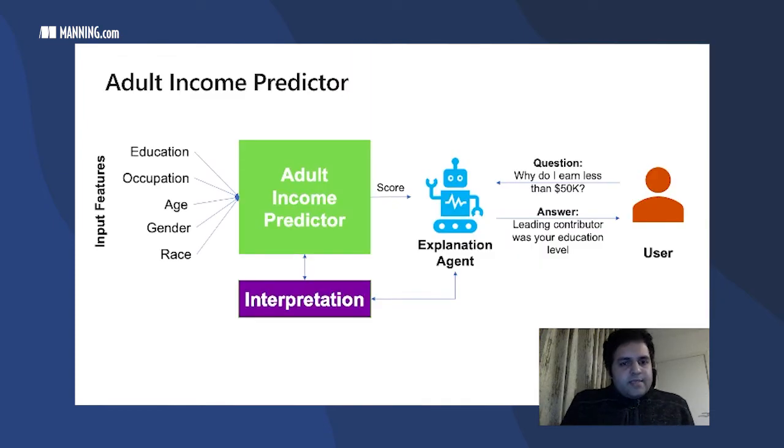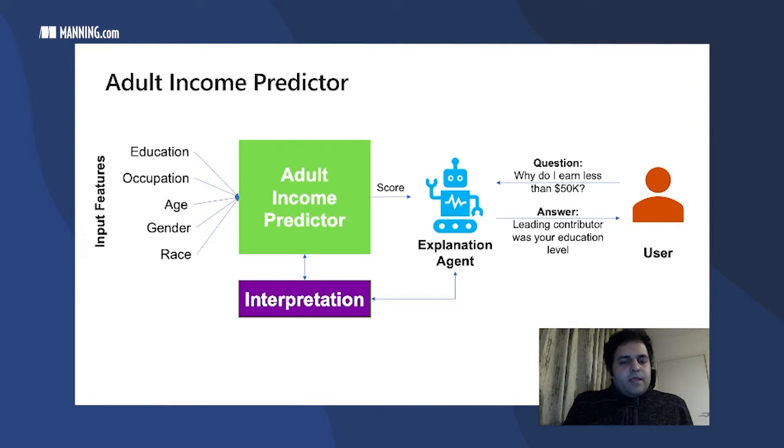So let's look at another example here. The idea is to predict the income of an adult given certain input features. In this case, we're looking at the education level, occupation, age, gender, and race. And you want to predict what the income is. And in this case, we're just looking at whether the income is more than 50K or less than 50K. So it's essentially a binary classification problem.